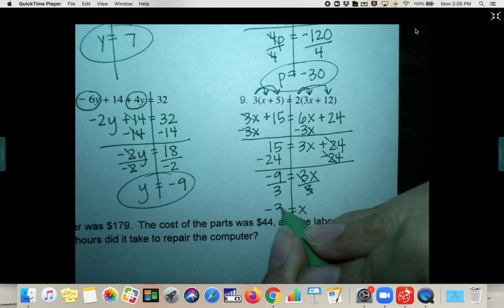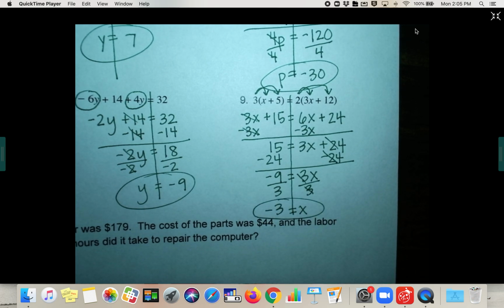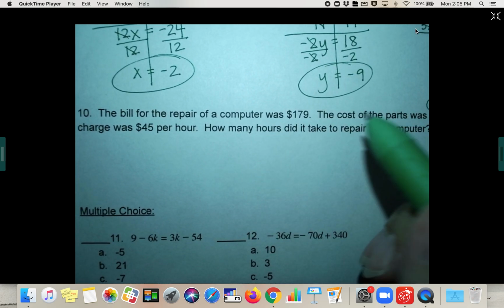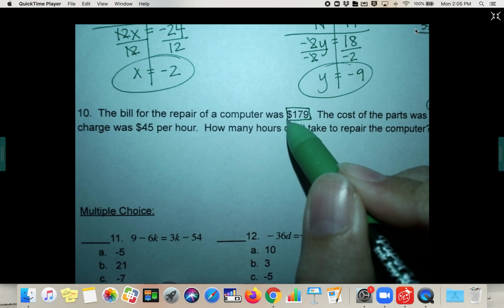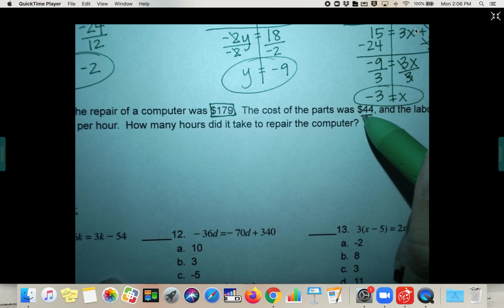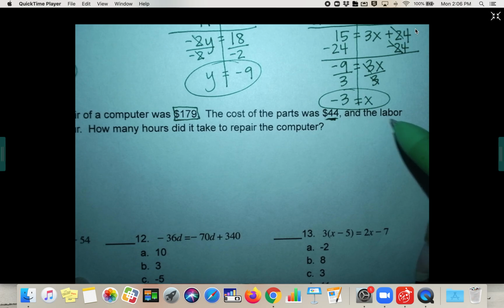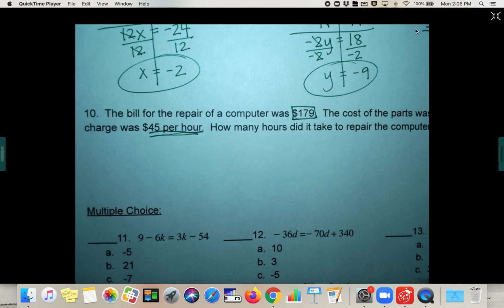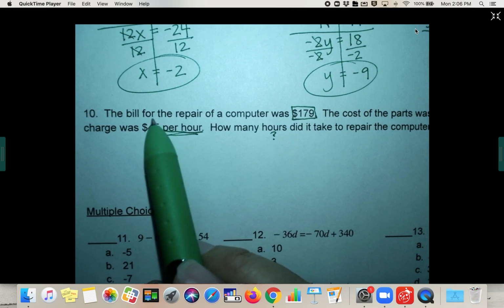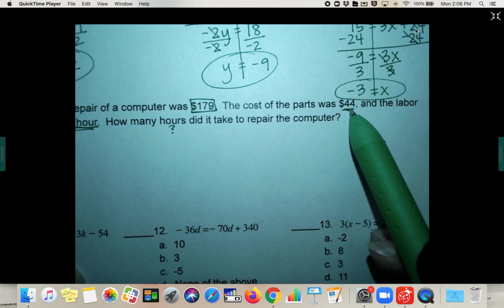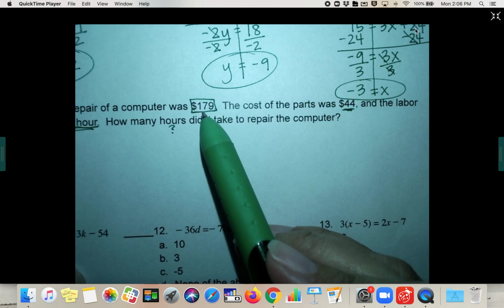X equals negative 3. All right, let's check out this word problem. So it says the bill for the repair of a computer was $179 total dollars. Okay, the cost of the parts was $44. So just to order the parts to fix it, it cost $44. And then they also charged labor, which was $45 per hour. How many hours? So we don't know how many 45s we paid. So however many hours that is, plus the $44 totals $179.